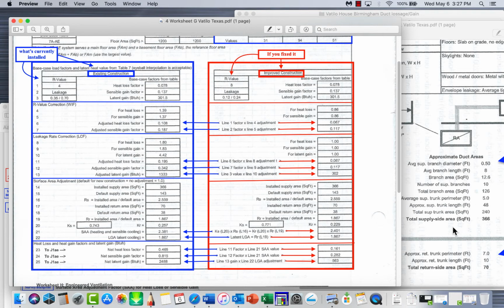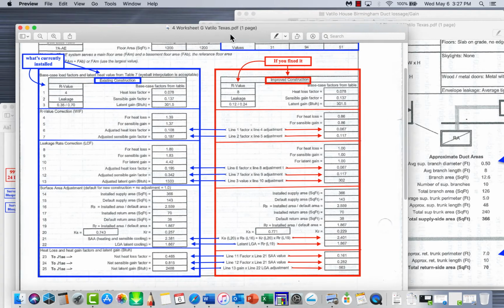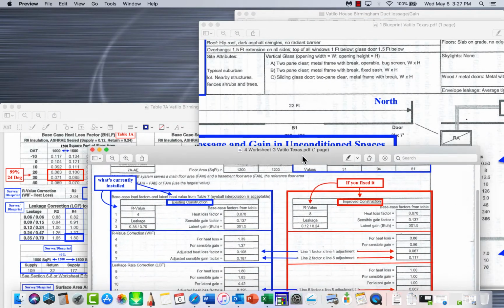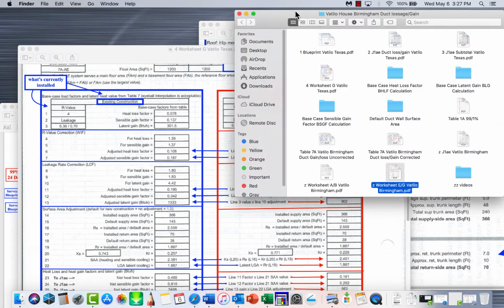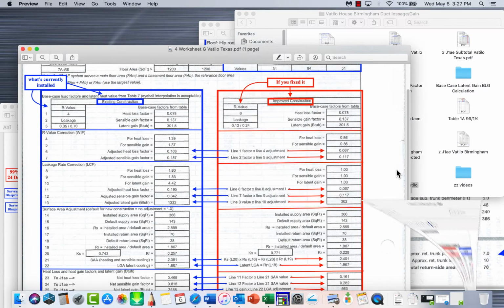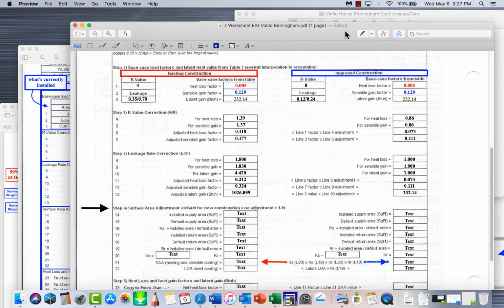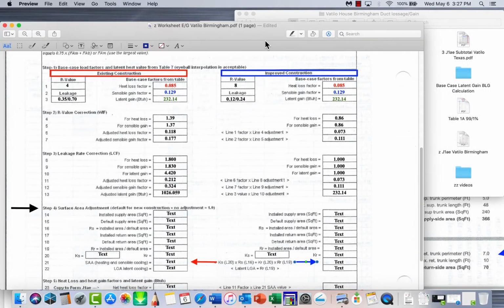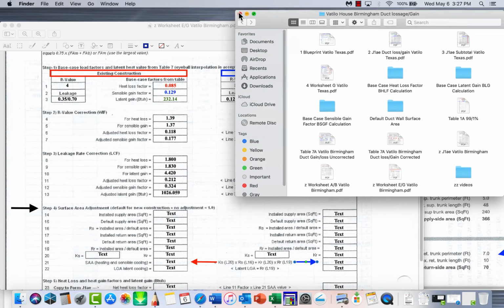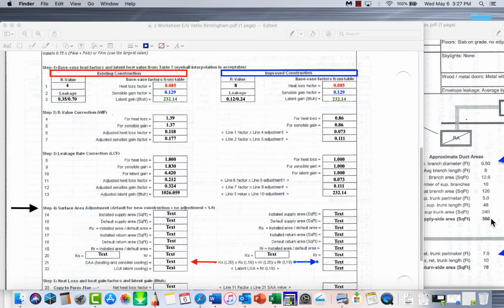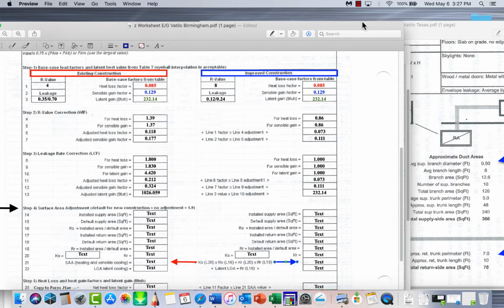So looking at these numbers here, the total supply we got is 366, and that's where they got this 366 right here. So we're going to kind of work in tandem here. Let's see if I can get my chart back up here. So our first number comes from right there. And we need to get rid of this. So 366 is my total supply area.